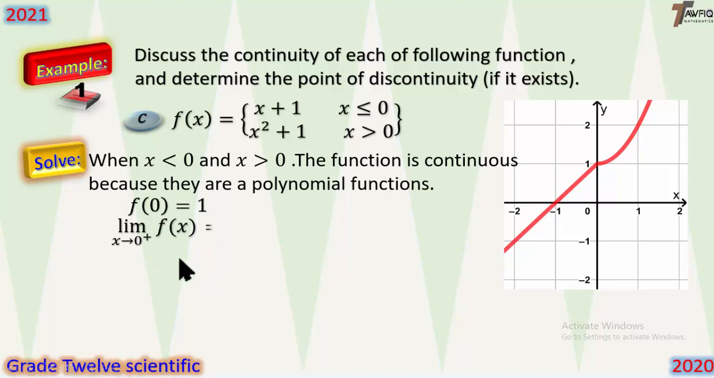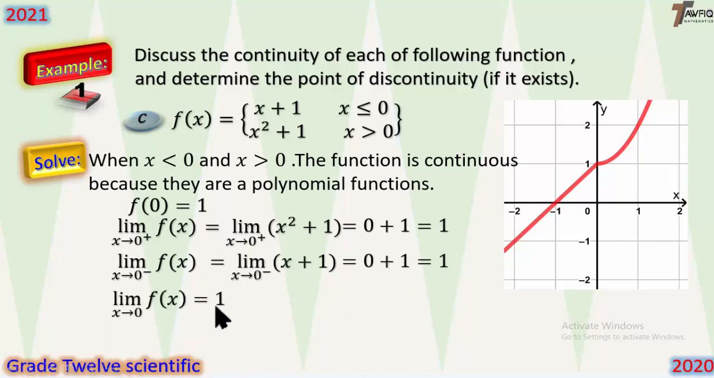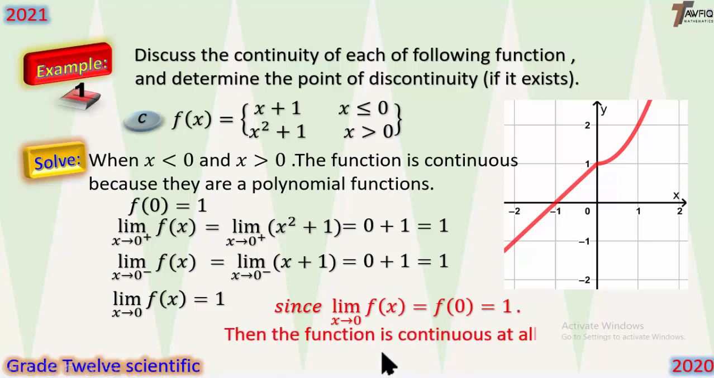And the right limit is 1, and the left limit is 1, then the limit is 1. Because the limit is 1 and the function value is 1 and they are equal, therefore this function is continuous at x equal to 0. Then it is continuous at all real numbers.